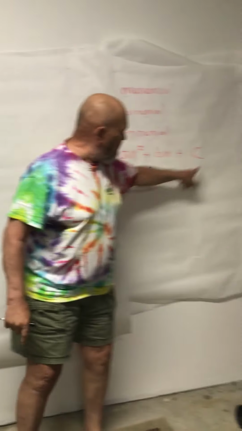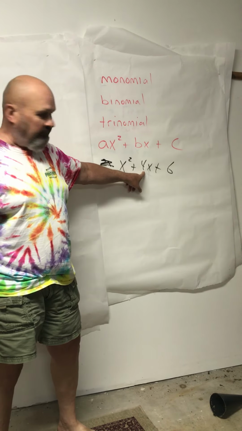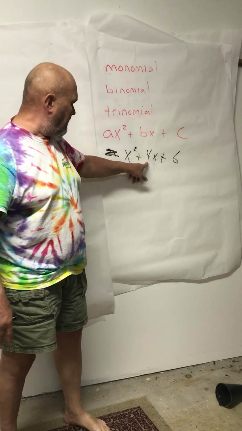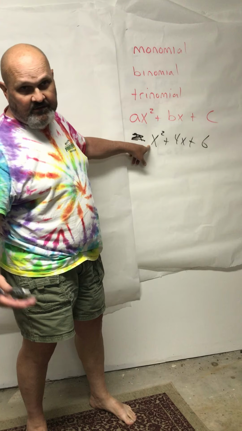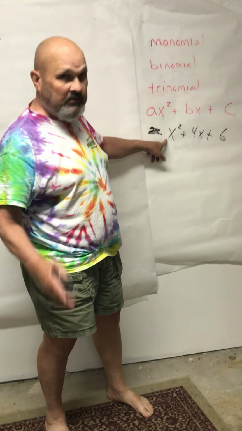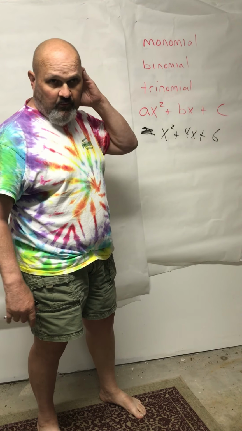Okay, the C is always a number at the end. The B is always the number in front of the x, the coefficient of x. And A is the number in front of the x squared. In this case, it's a 1. The coefficient of x squared is a 1. And it's just 1, so we don't write that. We've been through that before.